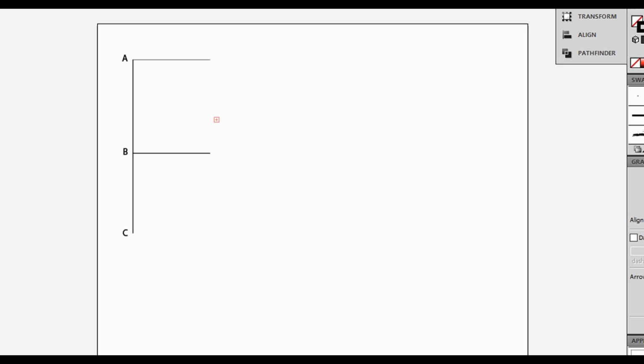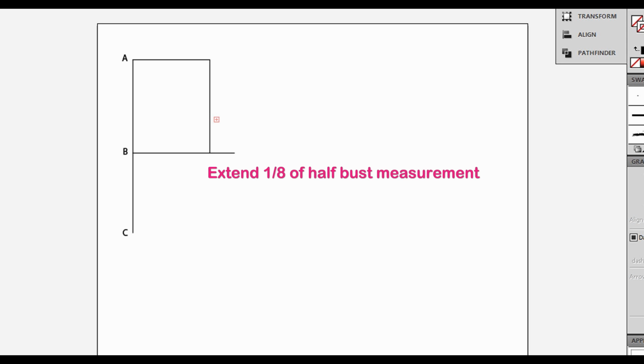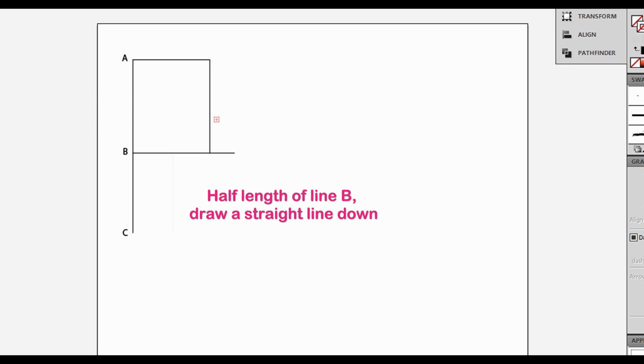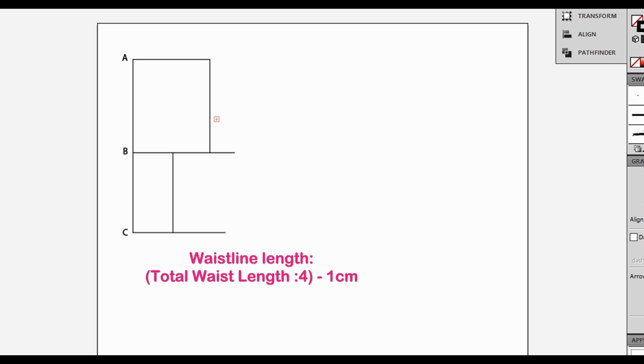Then draw a parallel line straight from point A. Connect both lines A and B. Next, from line B, extend the length 1/8 of half bust measurement. Mine is 5.7 cm. To give the back dart, draw a straight line half the length of the first line B, and draw a perpendicular line below, straight from point C. It's our waistline. To determine the length, we divide our total waist length by 4, then minus 1.